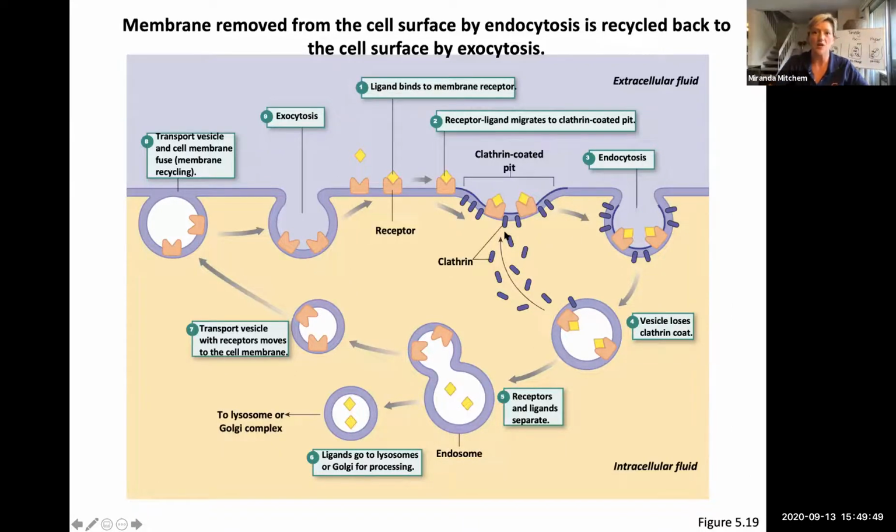Anytime our body can reuse a protein, it's going to do it because proteins take a lot of time and energy and materials to make. So it's gone back. And now our receptors and our ligands separate from one another. And look, our receptors go back. So they're being transported back to the cell membrane through the process of exocytosis.